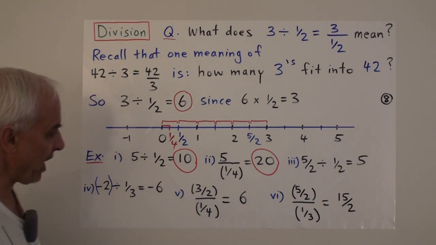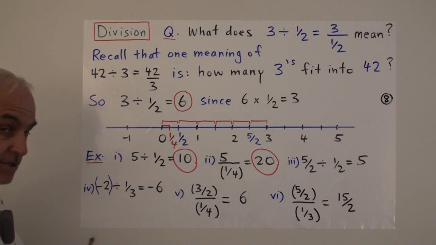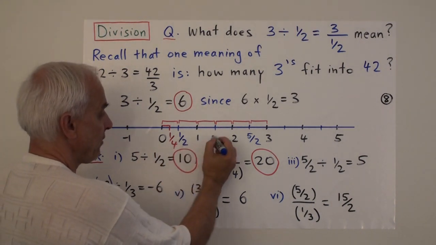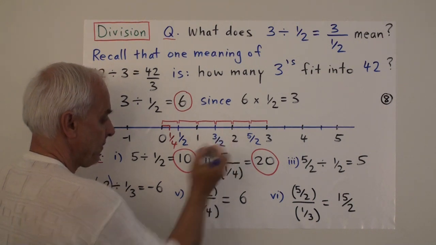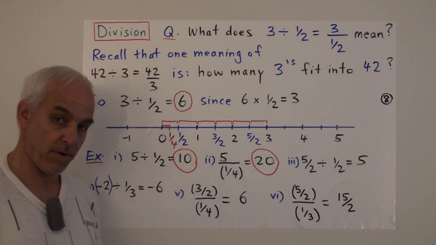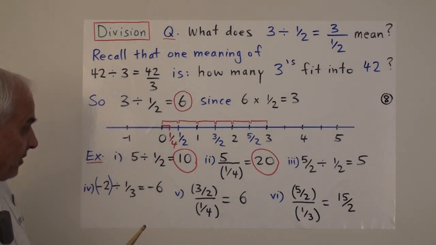Here's another one involving fractions, but written with a horizontal line. So 3 halves divided by a quarter. Where's 3 halves in the picture? There's half, 2 halves, 3 halves is right there. 3 halves divided by a quarter. How many quarters fit into 3 halves?